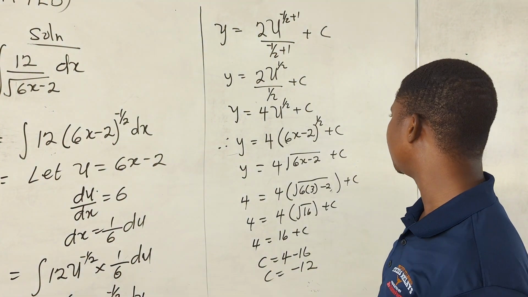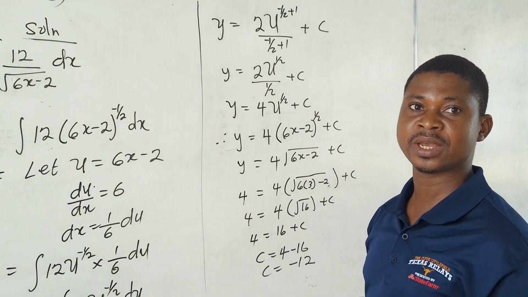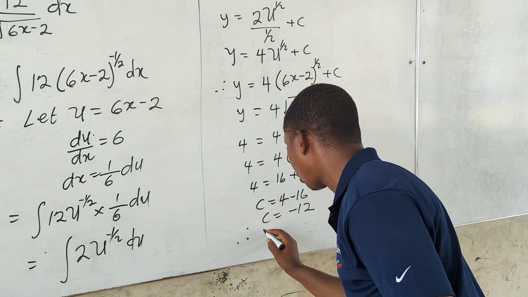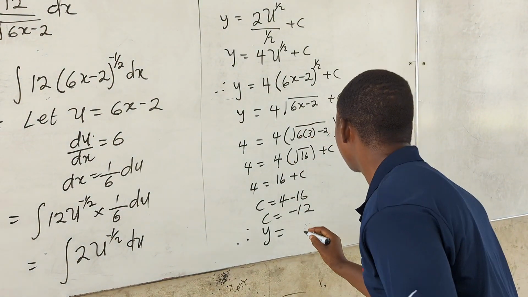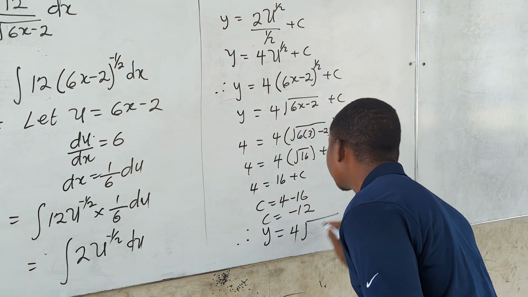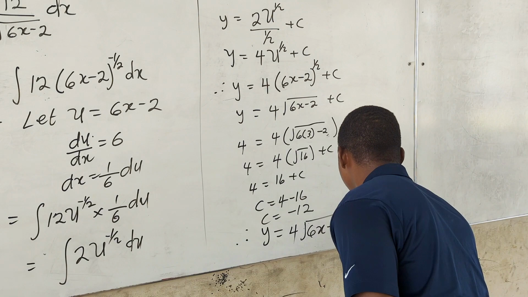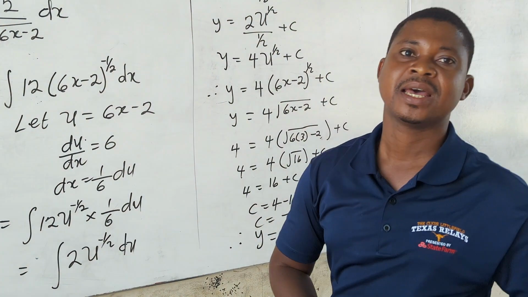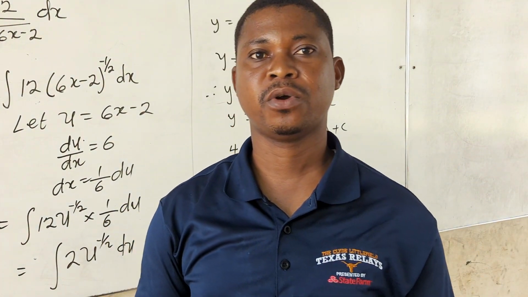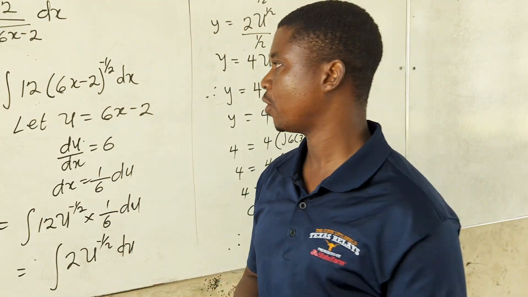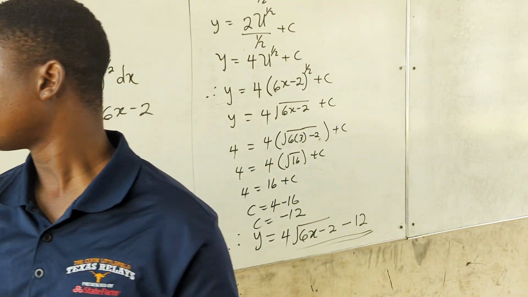Having gotten c to be negative 12, we substitute it into this one to get the main equation. Therefore, the equation of the curve becomes y is equal to 4 root 6x minus 2, minus 12. And this gives us the equation of the curve. This solves the first part of the question.